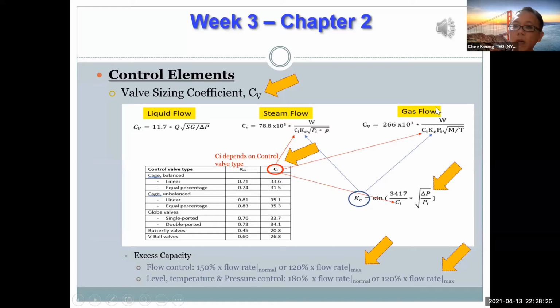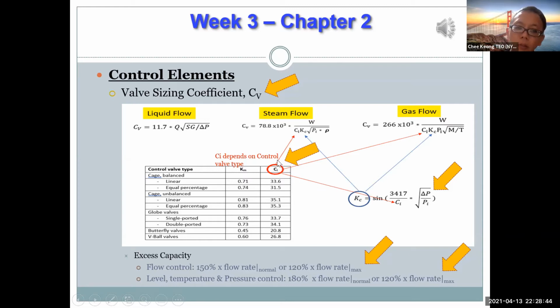In order to size for gas flow, there are 3 different kinds of formulas to be used. But out of these 3 formulas, of course, the liquid flow is the simplest, then followed by the steam flow and the gas flow, which is slightly more complicated. Why? Because steam flow and gas flow require another 2 parameters.